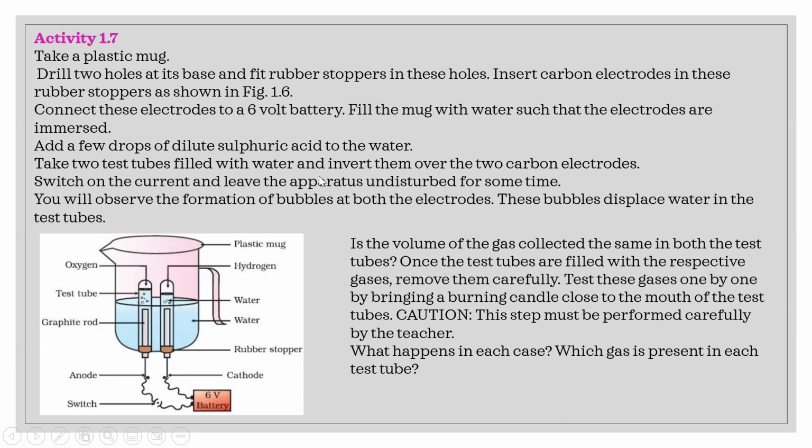Take 2 test tubes filled with water and invert them. As time goes, we can see that water is displaced by the bubbles. They are asking us why these bubbles are formed, because electrolysis is taking place when the electrode is connected with the battery and the electrolyte, water with sulfuric acid, is added. So electrolysis is taking place where hydrogen and oxygen gases are collected in the test tubes.